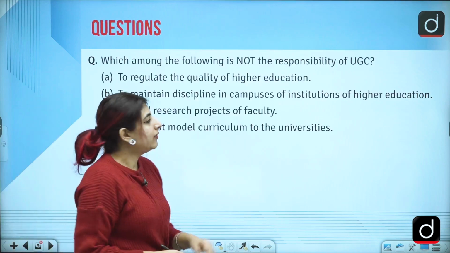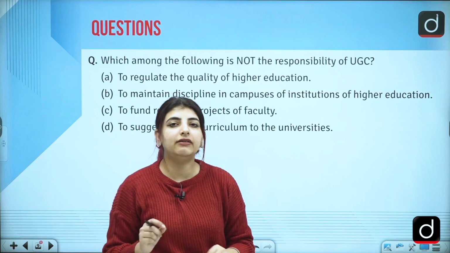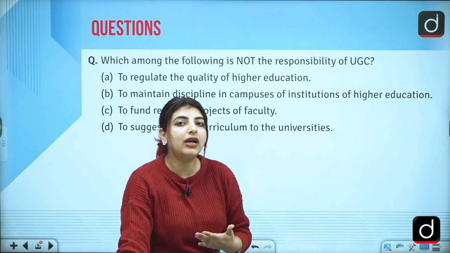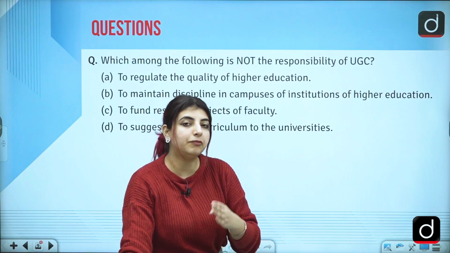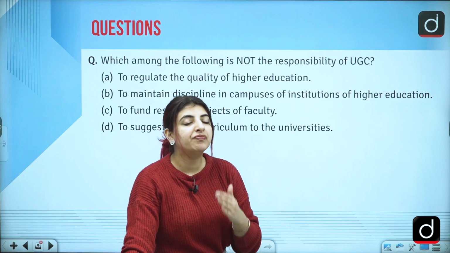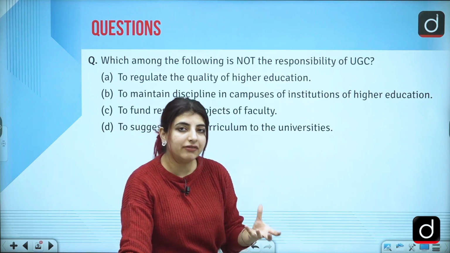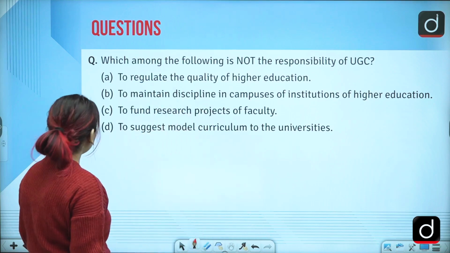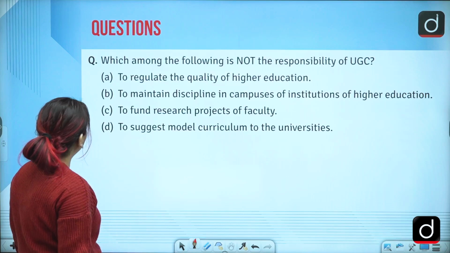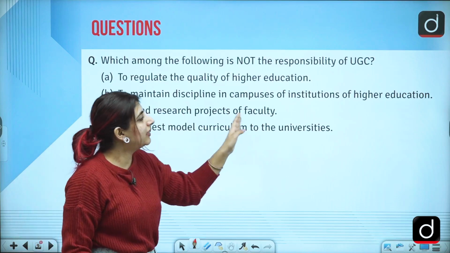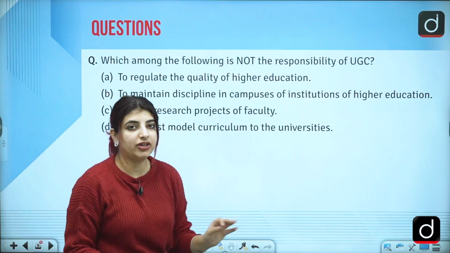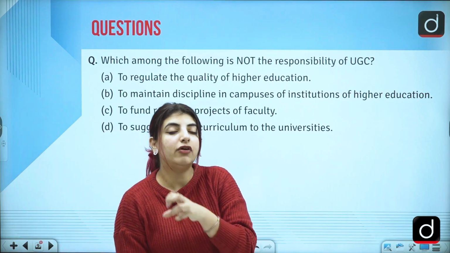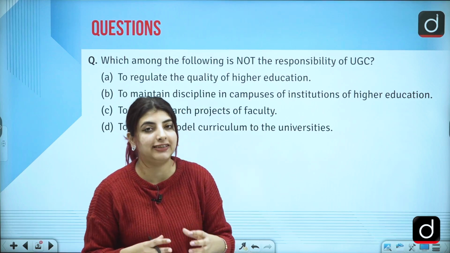Then we have the next question. Which among the following is not the responsibility of the UGC? And I think that you all know this very question because in the previous videos, we have done certain responsibilities and most of them were covered if you would have seen the previous videos of the last lab program. The answer to this question is option B. To maintain discipline in campuses of institutions in higher education. This is not the responsibility of UGC, but this is the responsibility of the individual higher educational institution.